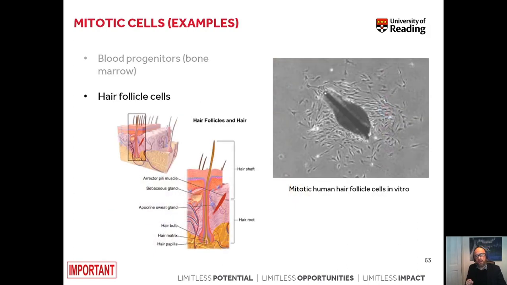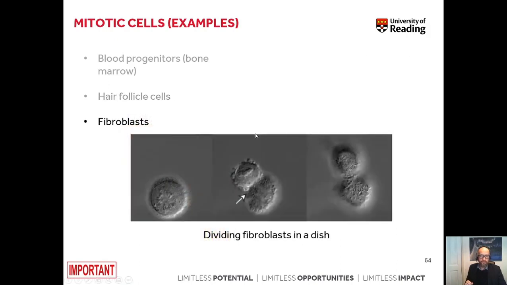The next example I showed you before are hair follicle cells. They are replaced quite quickly, and what you can see on the right hand side is actually a hair follicle placed inside of a cell culture dish in a lab, and as you can see here, those cells are happily dividing even in a dish.